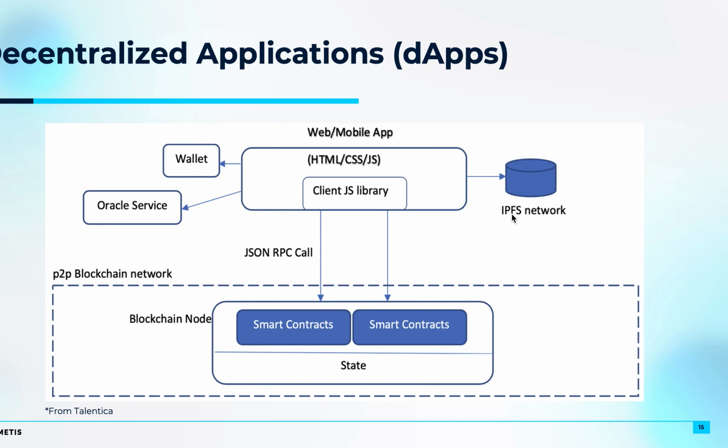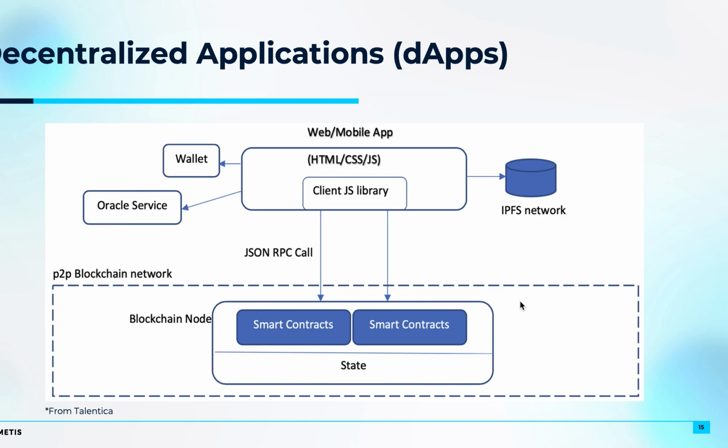The P2P blockchain network represents the back end of a decentralized application. The blockchain nodes are the ones responsible for maintaining the blockchain ledger by verifying transactions, executing smart contracts, and storing blocks. Decentralized applications rely on smart contracts to perform functions like sending funds, interacting with tokens, and more.